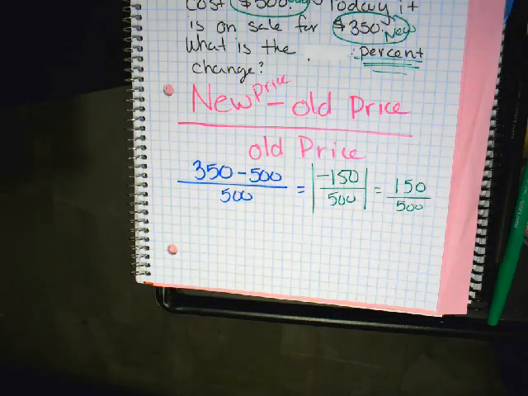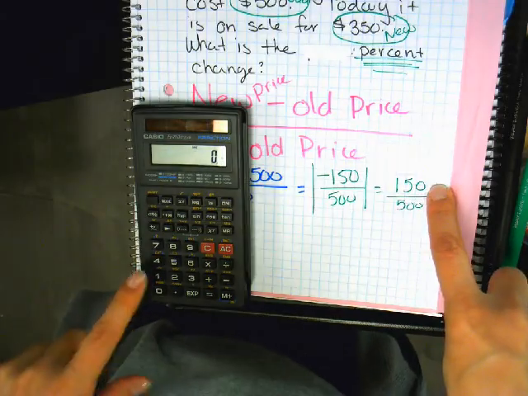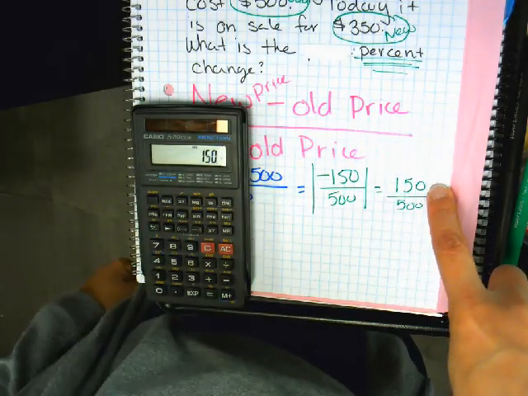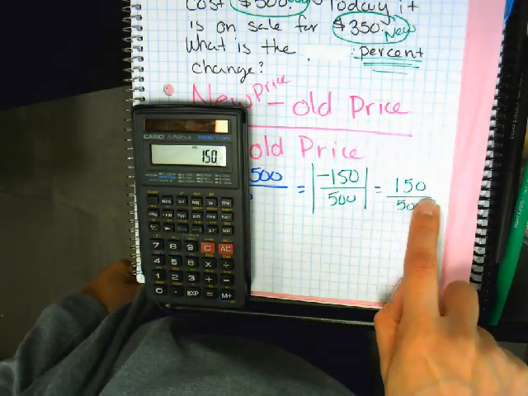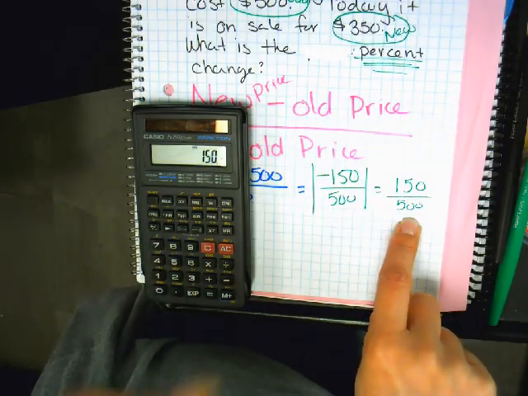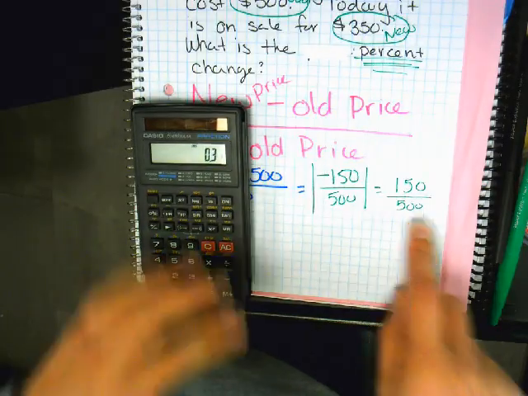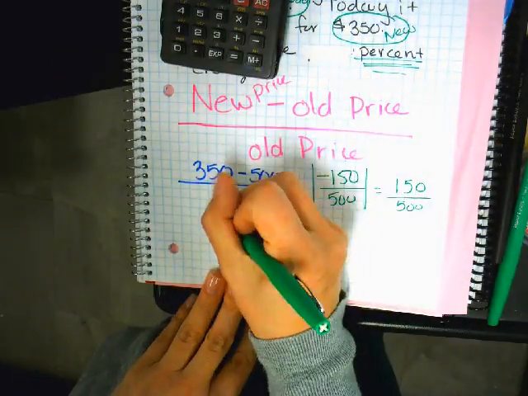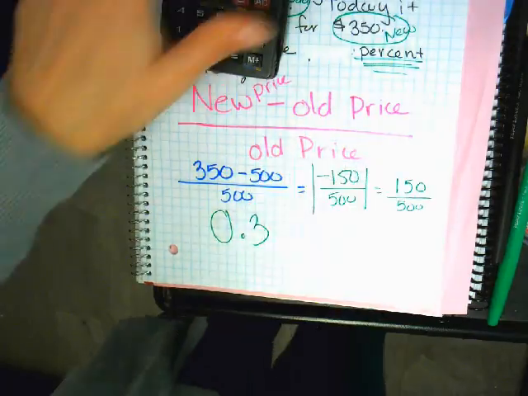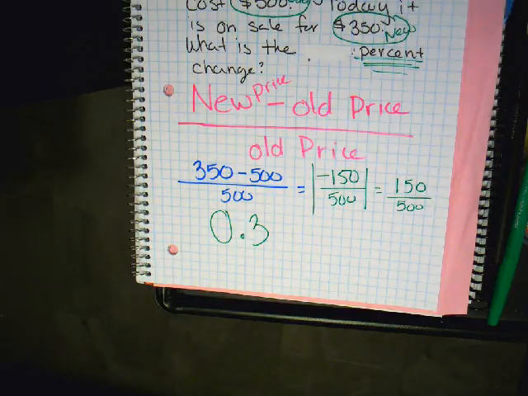So first number. What does this line mean now? Divide by this number. Equals 0.3. Beautiful. 0.3 is what the calculator told me. Now, does the calculator give me the percent? No, Hannah, it gives me a decimal.